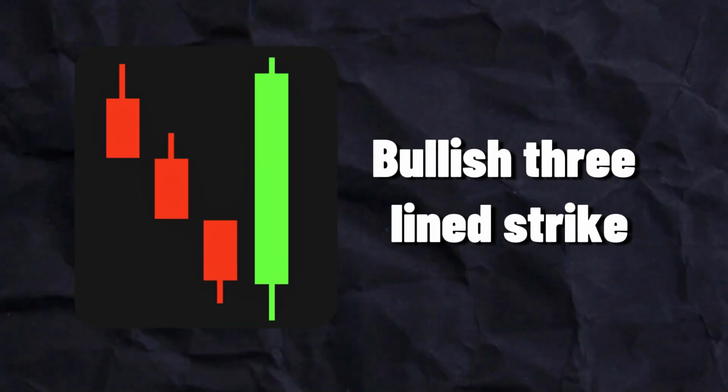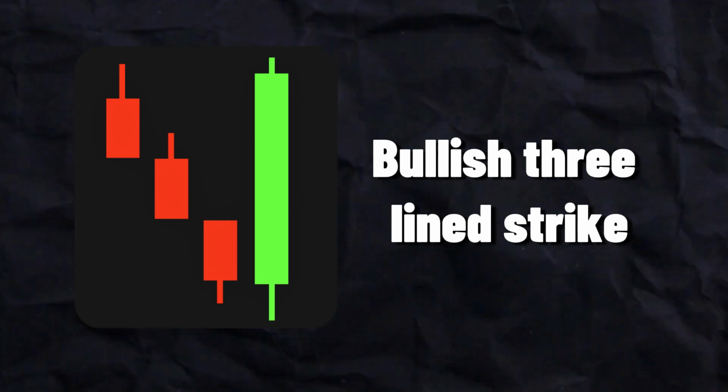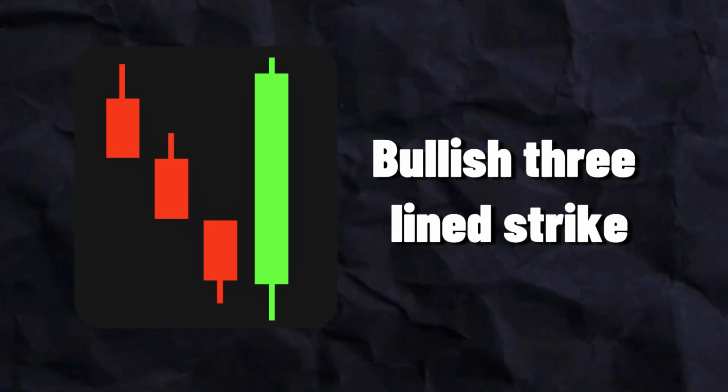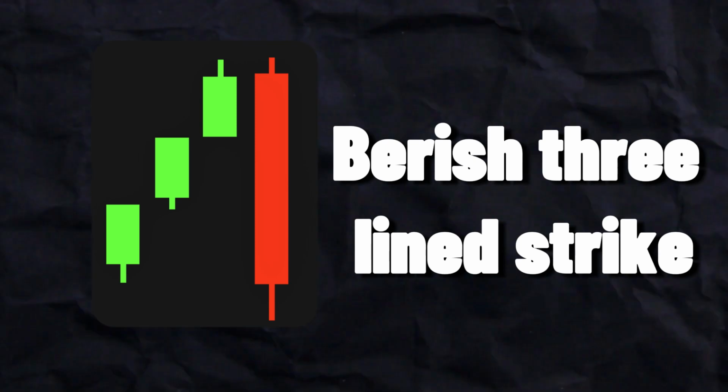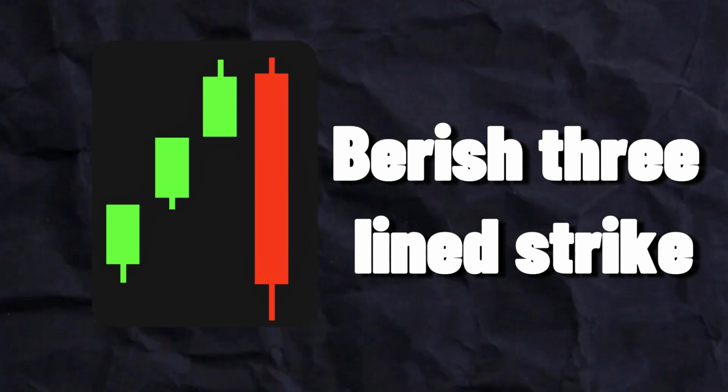For example, in this case, we see a bullish three-line strike. After 3 red candlesticks, we see 1 green one that absorbs the previous ones, and we expect the price to rise. But there is also a bearish three-line strike, and in this case, we see 3 green candlesticks absorbed by 1 red one, and this is a signal that we are expecting the price to fall.